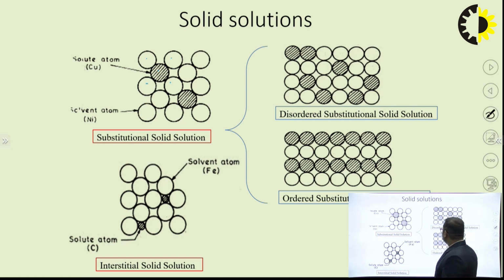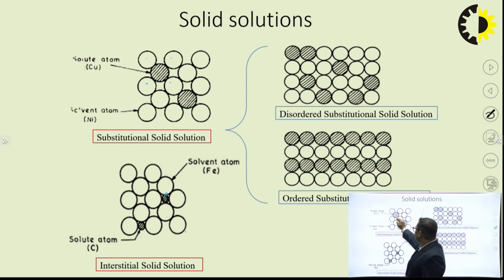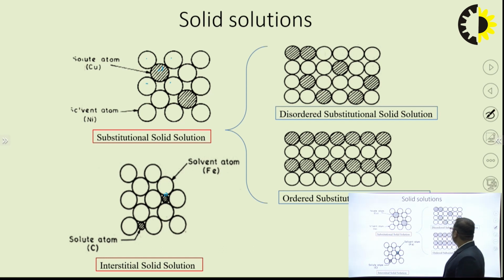Whereas in an interstitial solid solution, this is the interstitial space, and in a substitutional solid solution, one copper atom replaces one nickel atom and forms this substitutional solid solution. Similarly, there are disordered substitutional solid solution and ordered substitutional solid solution.